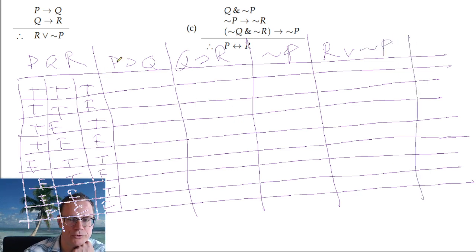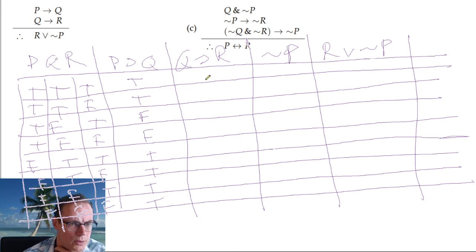All right, P horseshoe Q. From true to true, true. From true to true, true. From true to false, false. From true to false, false. False to true, true. True, true, true.